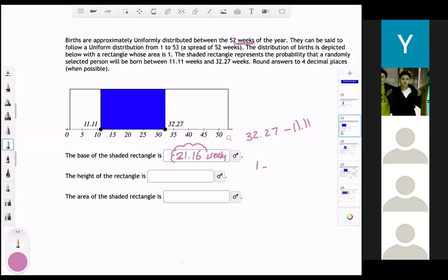Again, area equals base times height. What is the base? It's from 1 to 53, so it would be 52 times h. H equals 1 over 52.